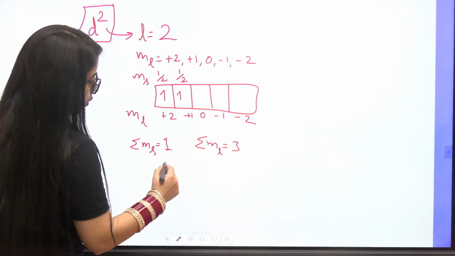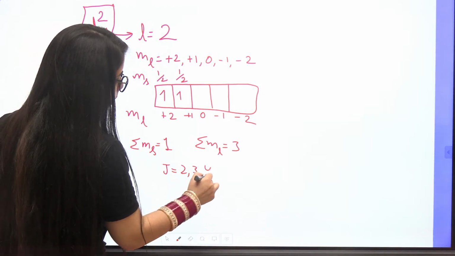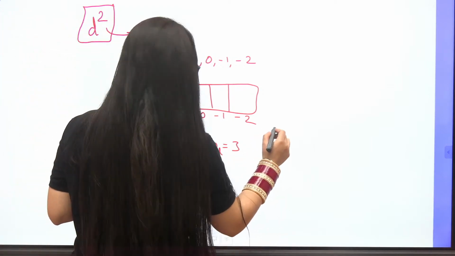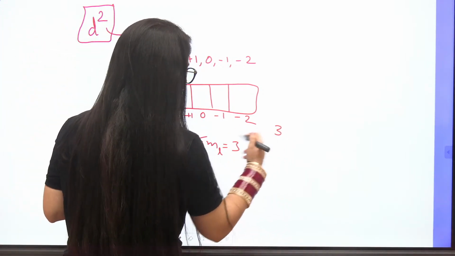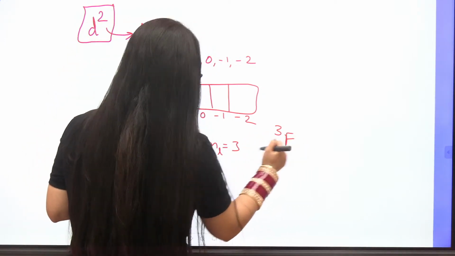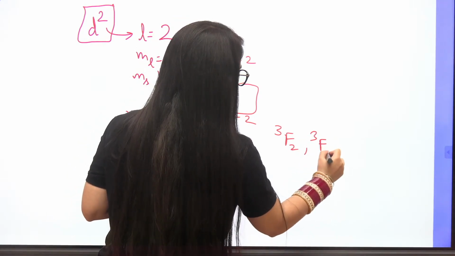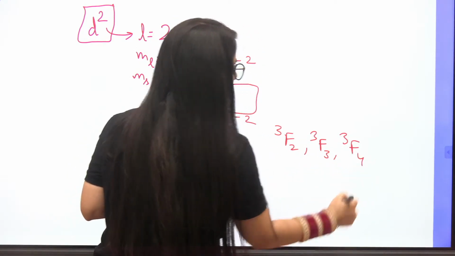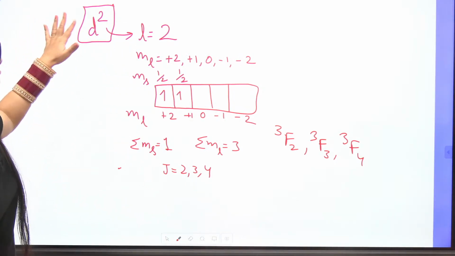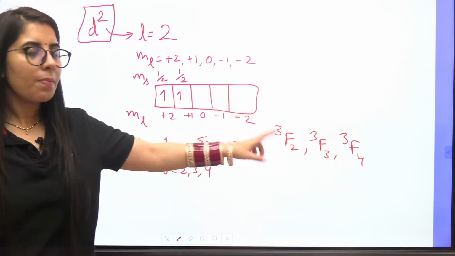So now you will be finding J. J is equal to L minus S to L plus S, 2, 3, 4. Now you are going to get 2S plus 1, that's 2 into 1 plus 1, 3. L is equal to 3 means SPDF, F. And then J values are 3F2, 3F3 and 3F4. These are the values you got. Now, in this case, what will happen? It was the less than half filled case. You can see 2S plus 1 values are the same.